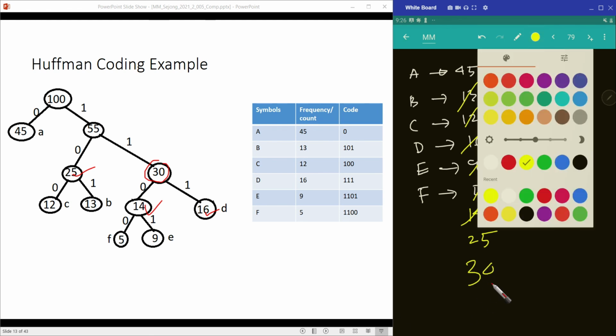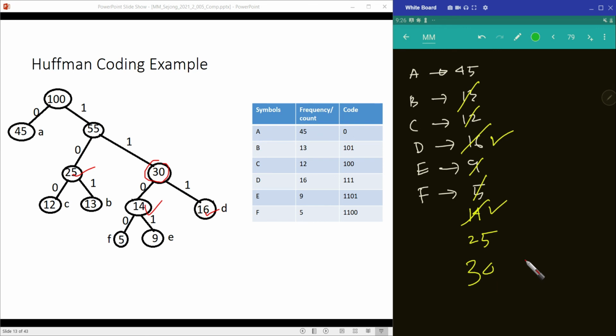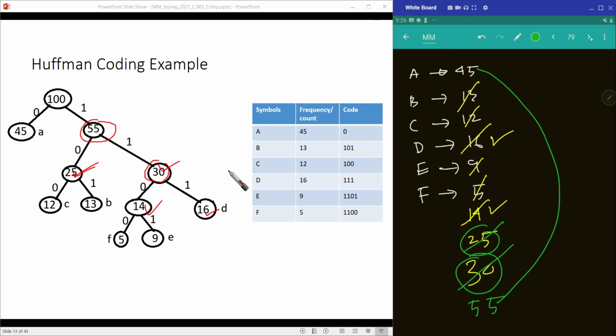Now again we find the minimum 2, and this time our minimum 2 are this 25 and this 30. We add 25 and 30, and it becomes 55. Now you eliminate these 2 numbers and bring this new 55 into the list. Now we have only these two numbers remaining, 45 and 55. Because 55 is the larger number, keep 45 on the left, and when you add 45 and 55 you get 100.